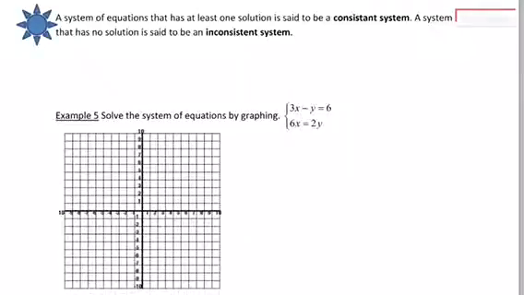Example 5 says solve the system of equations by graphing. Incidentally, if you're looking for example 4, it was exactly the same example as example 3, so we didn't do it. I'm going to graph the first equation, and if you look at it, it's in a great form. We could use the x and y intercepts to graph this very easily. And then for the next one, I'm going to divide both sides by 2, and then I will have y equals 3x, and I can choose values for x.